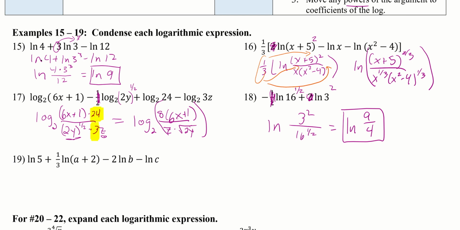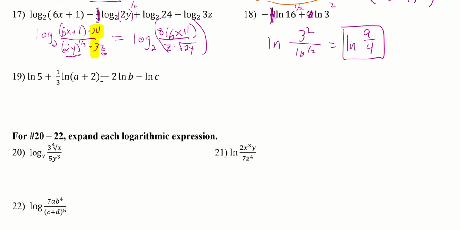Nice. Now number 19 here, we've got 1/3, so we're going to throw that guy up right there. We've got a 2, throw that one up. They're all ln's again, so anything positive. 5 is positive. This whole thing is positive. And the next two are negative, so we're going to have b squared c. Even though that one looked like there was a lot, it was actually pretty straightforward on that one. Nice.